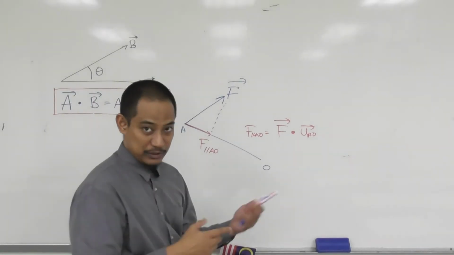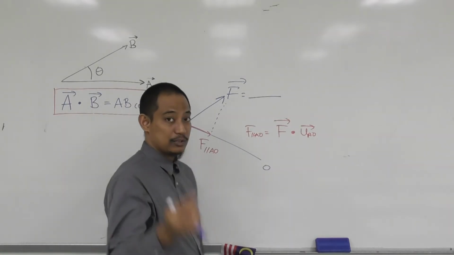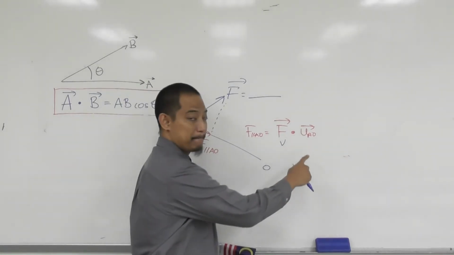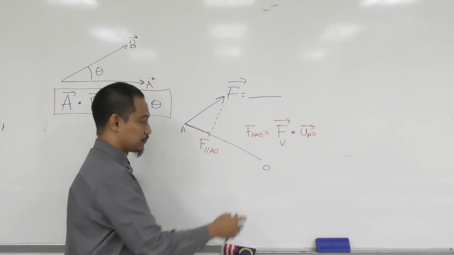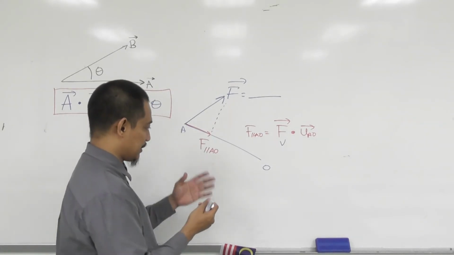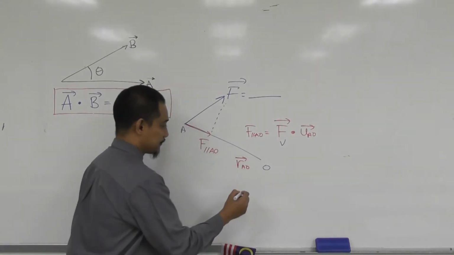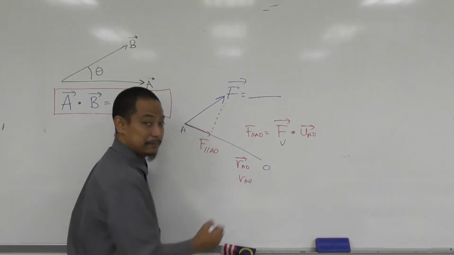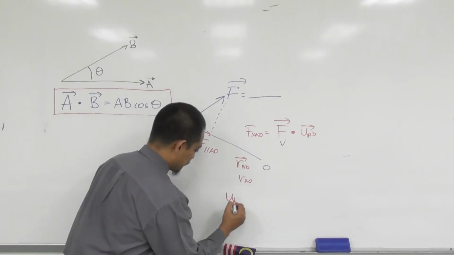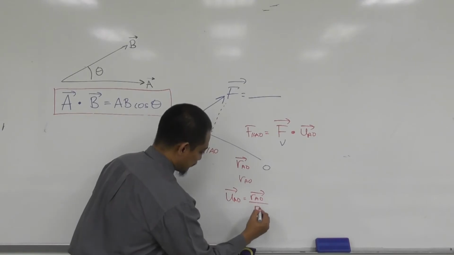So in this particular question, F is already given, right? Over here, the i, j, k in the question are already there. So this one is straightforward. What about UAO? How to get this UAO? Now, if we continue from what we left just now, we have already calculated the RAO vector and the RAO magnitude, right? To get UAO is simply the vector RAO divided by the magnitude of RAO.